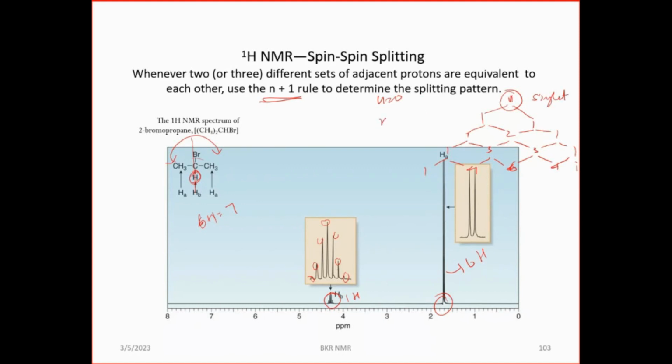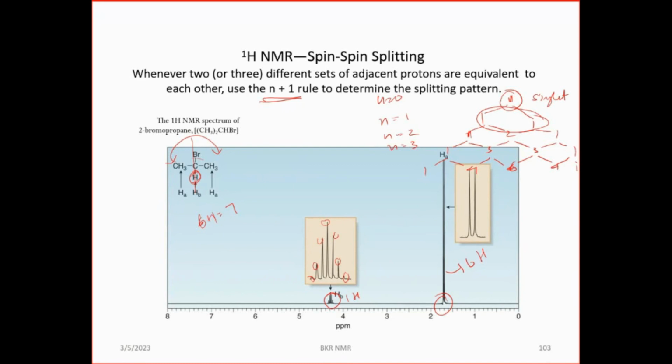If I have one neighbor, I'll be split into a doublet. The intensity of the doublet is 1:1. If I have 2 neighbors, I'll be split into a triplet, 1:2:1. If I have 3 neighbors, I'll be split into a quartet, 1:3:3:1.